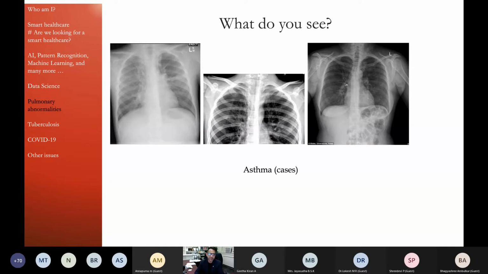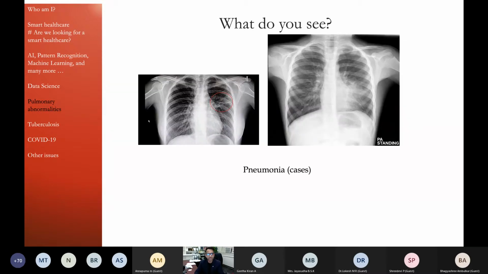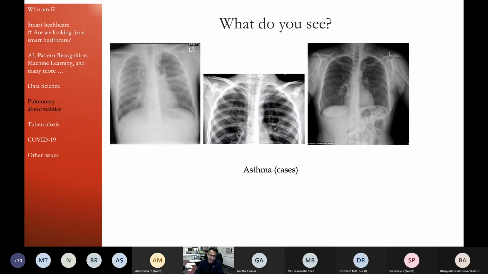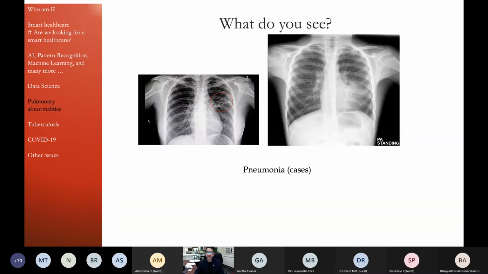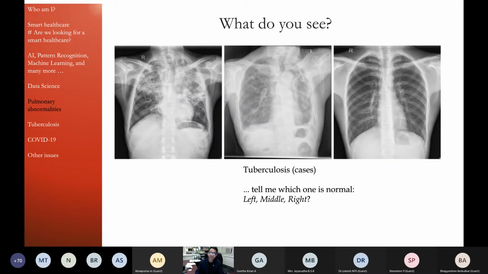Let me just go right away. This is asthma cases. Only medical experts know. We don't know. We see some problems there, right? We just see some problems. We're computer scientists. How about this? This is pneumonia cases. Do you find any difference from asthma cases? Probably not. Again, we're computer scientists. All right, so try and see this and that, and then come to tuberculosis.